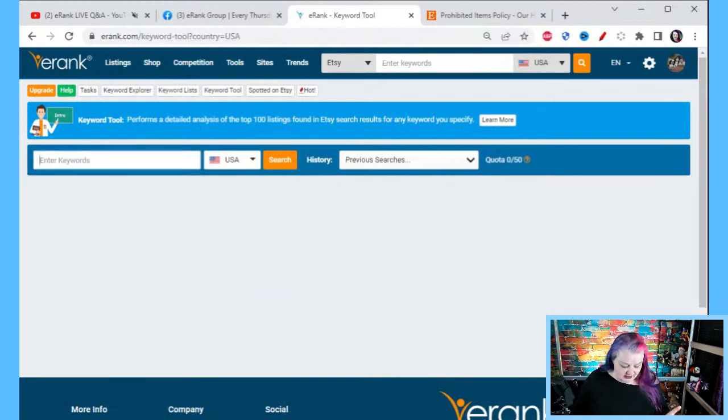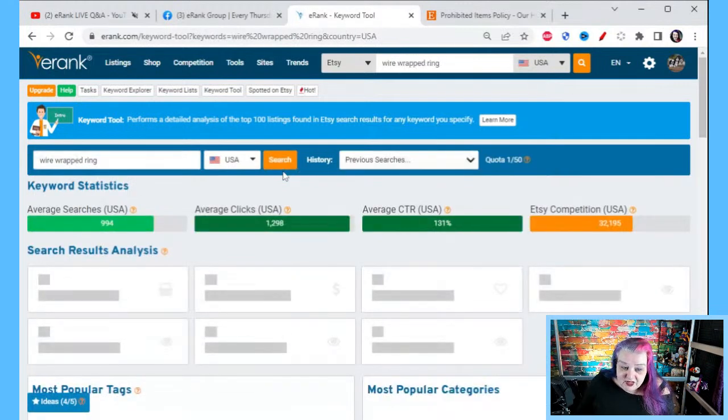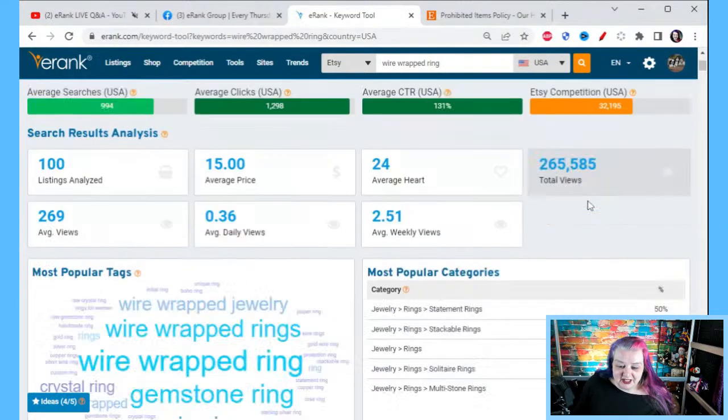And all right, wire wrapped ring. Don't know why that's in my head just now. So you're going to look at this and you're going to go, oh, this is rubbish. You don't see the trend graph. This is nowhere near as good as the paid version, but there's sneakies once this loads. This is not eRank being slow. This is eRank going into the Etsy API and picking up the data from there. So Etsy API is running a bit slow, but there we go.